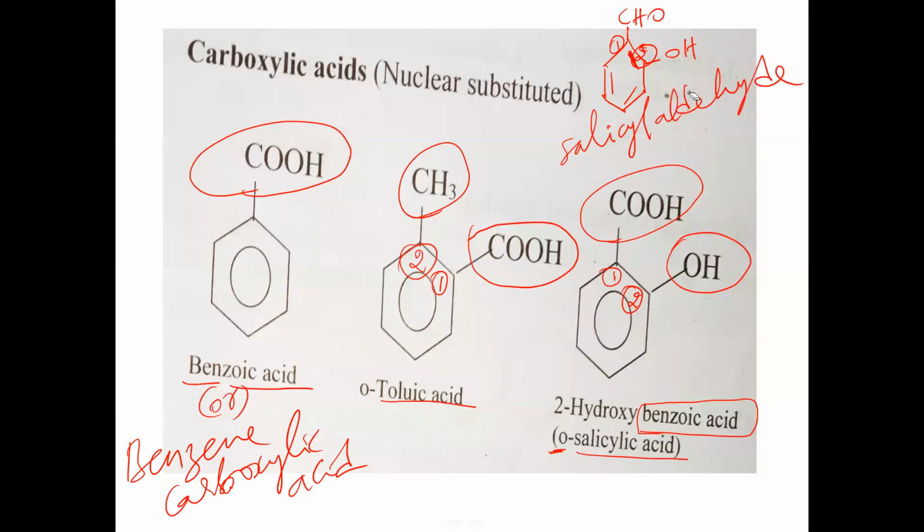So salicyl aldehyde means what? Benzene nucleus with a CHO group on it and an OH group on it. The first position is given to the carbon at which CHO is attached, and the second position to the carbon with the OH group. So 2-hydroxy benzaldehyde. 2-hydroxy benzaldehyde is also called salicyl aldehyde. Salicylic acid means this one. Salicyl aldehyde means this one. Remember these two names.